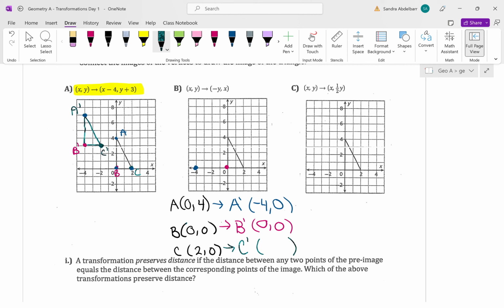Can somebody tell me what to do with C? Flip the 2 and make it negative. Good. We're not going to make the 2 negative, right? We're going to take the Y coordinate, which is 0. Can I make 0 negative? No, I can't make 0 negative. So it becomes 0 and then put the 2 in the Y spot. So we're now at 0, 2, which is right over here.